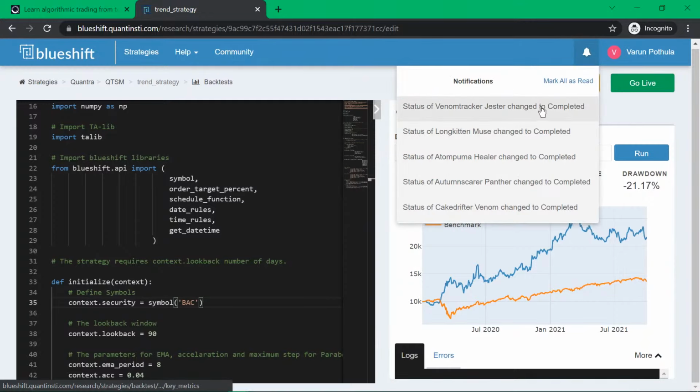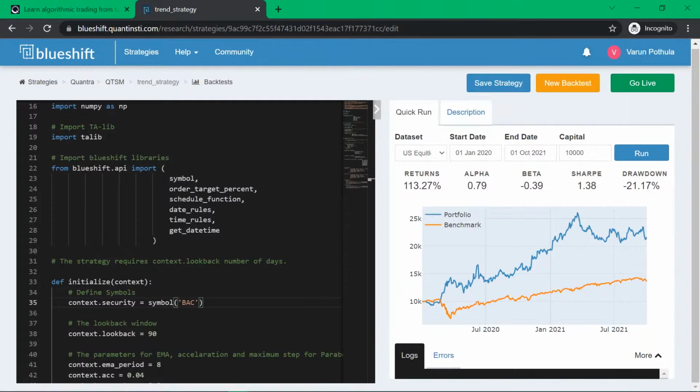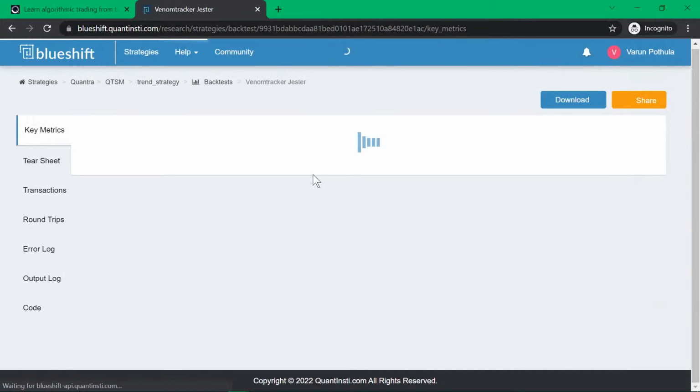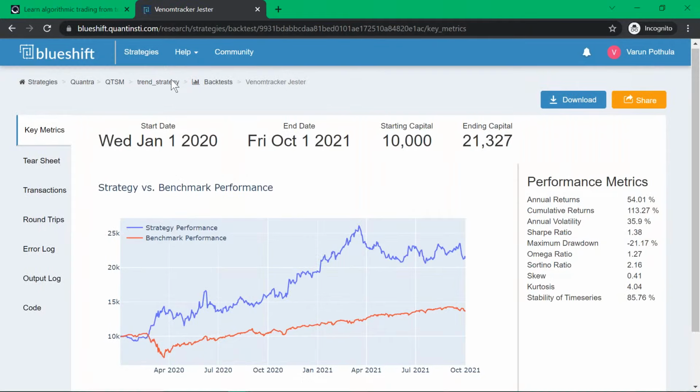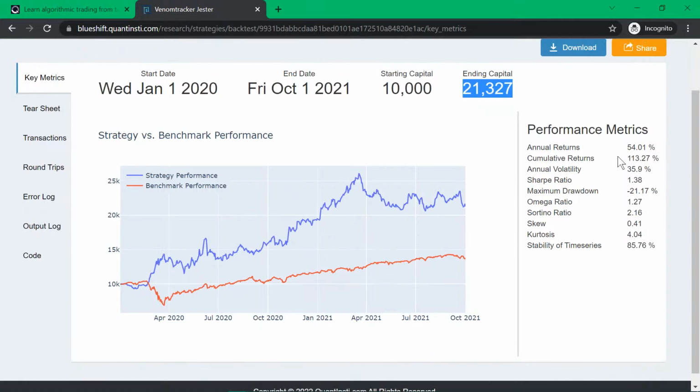So it looks like the backtest has completed. Let's go there and see how it's performed. This is the panel where you can access the full backtest results. We started our backtest on January 1st, 2020, and tested till October 1st, 2021. We started with a capital of $10,000 and ended up with a capital of $21,327. These are all the metrics, but these are almost similar to the previous backtest.